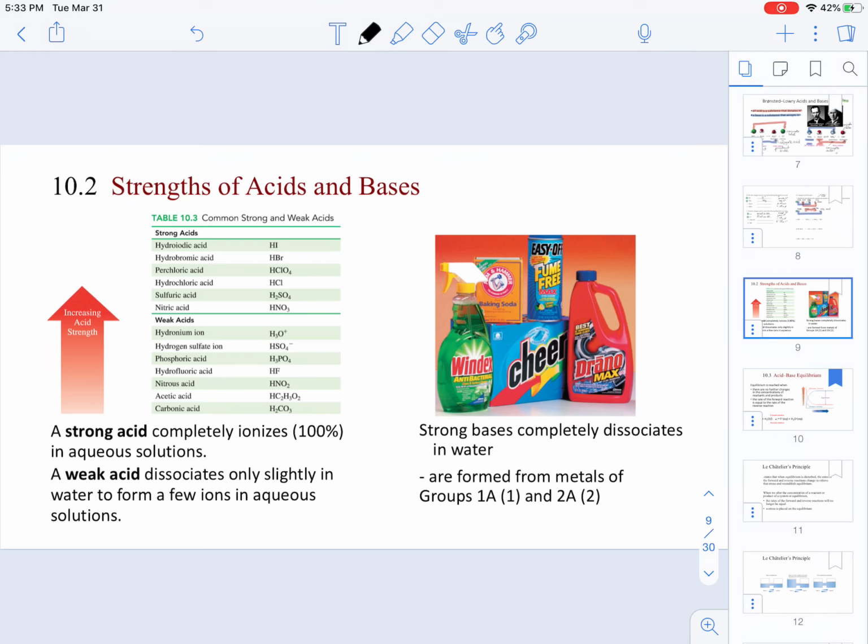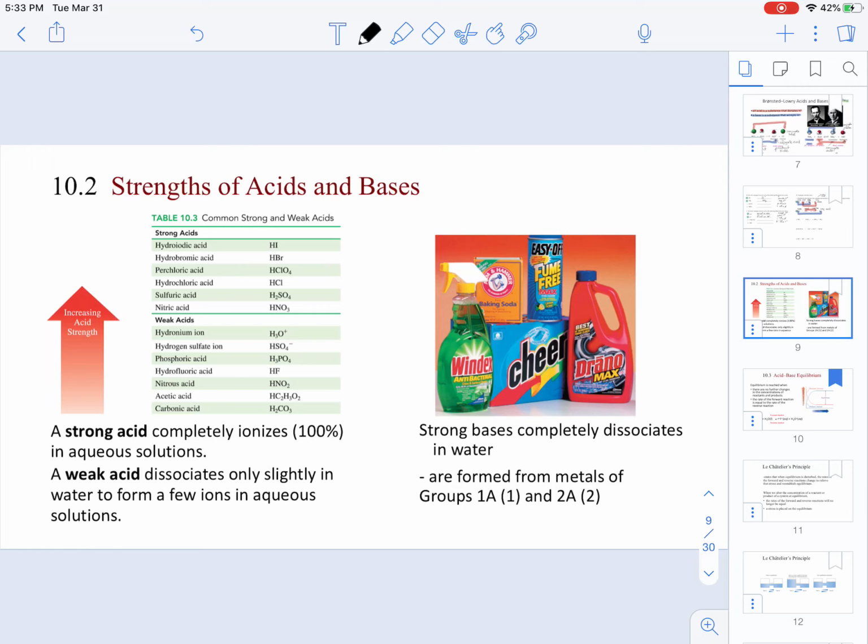This video is going to cover sections 10.2 and 10.3. In section 10.2, now we're going to talk about the strengths of acids and bases. Table 10.3 in your textbooks has a list of the common strong and weak acids. By definition, a strong acid is going to be a substance that completely ionizes in aqueous solution.